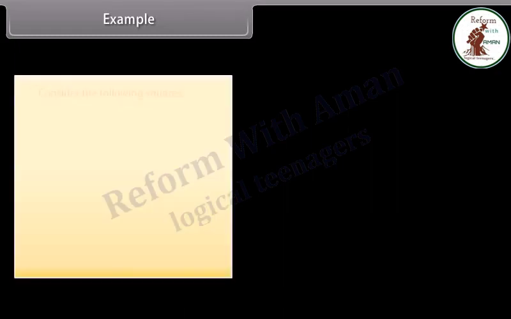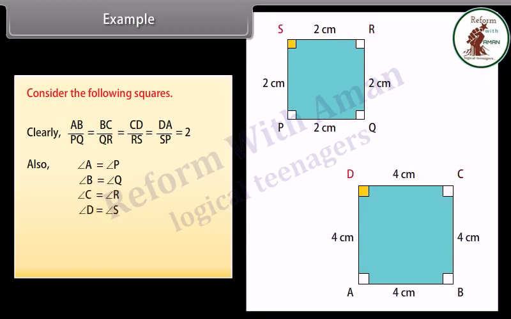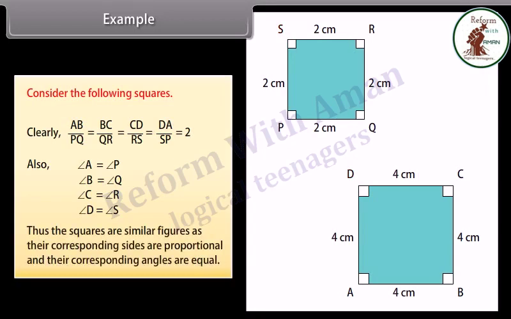Example. Consider the following squares. Clearly, AB/PQ = BC/QR = CD/RS = DA/SP = 2. Also, angle A equals angle P, angle B equals angle Q, angle C equals angle R, angle D equals angle S. Thus, the squares are similar figures as their corresponding sides are proportional and their corresponding angles are equal.